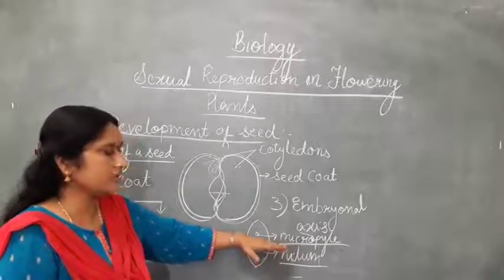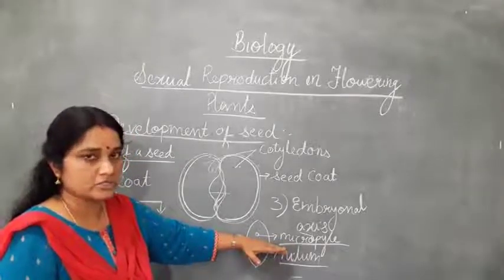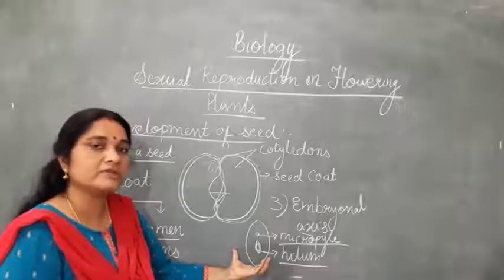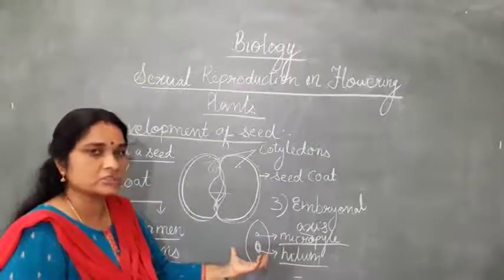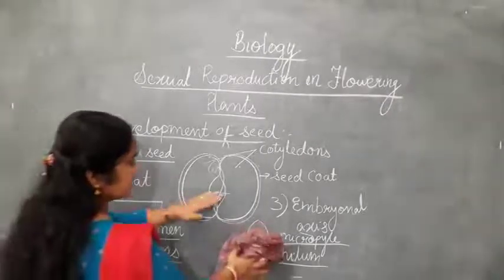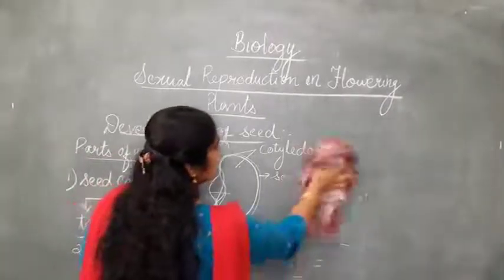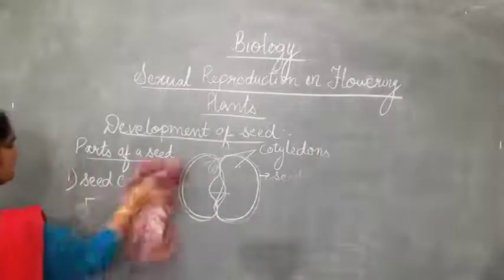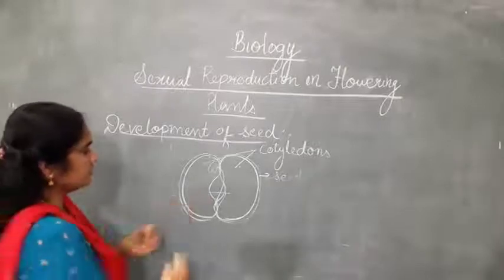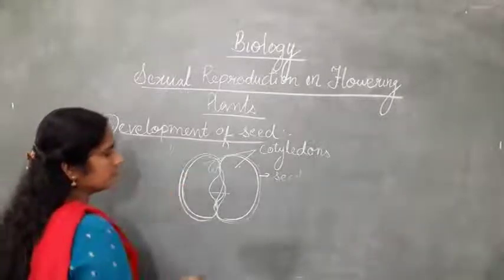The micropyle allows the entry of water, and oxygen enters through this for the seed to germinate when it gets favorable conditions of oxygen, water and all that. Next, this is the structure of a dicot seed. Again, you can see this is a bean seed over here.